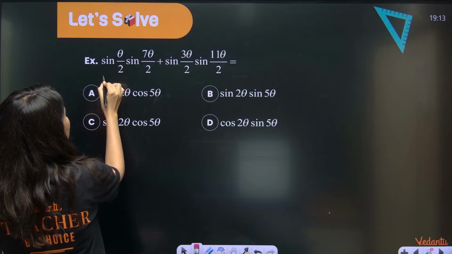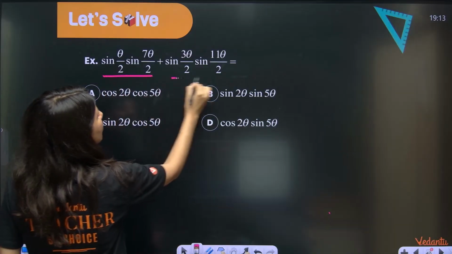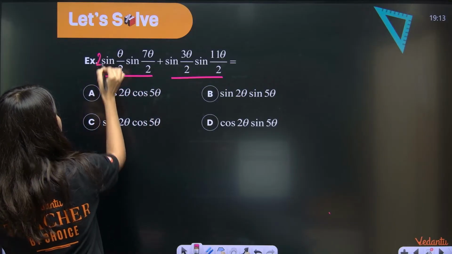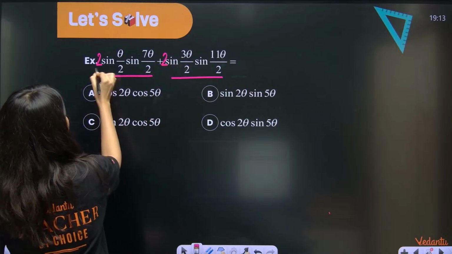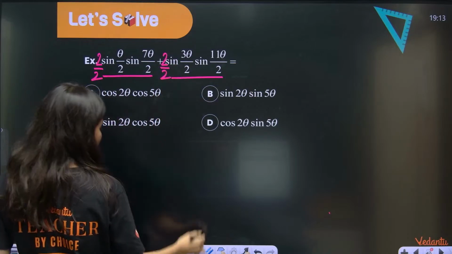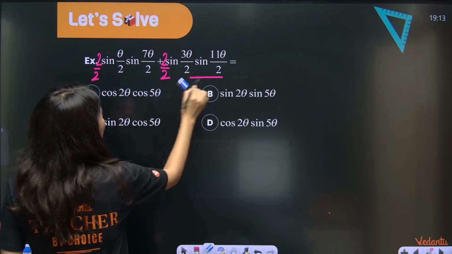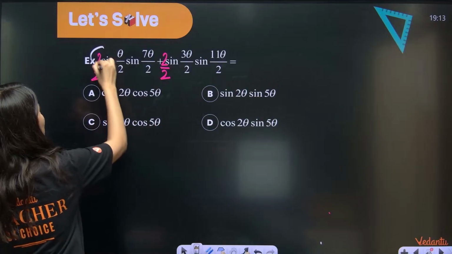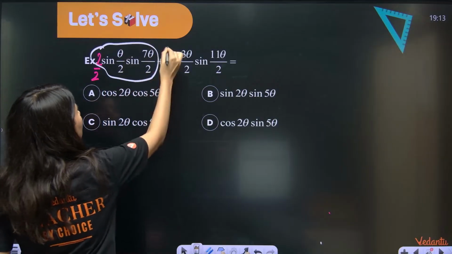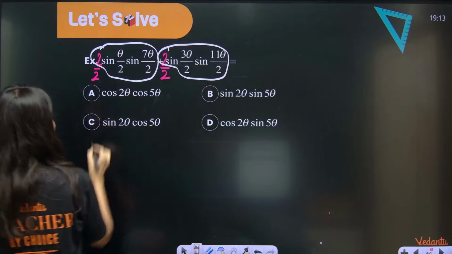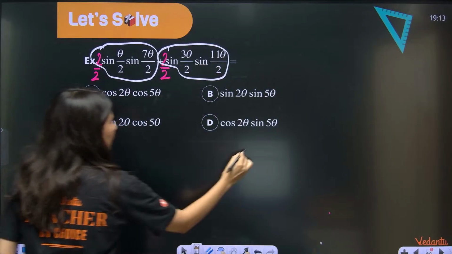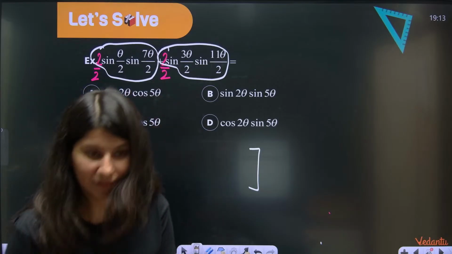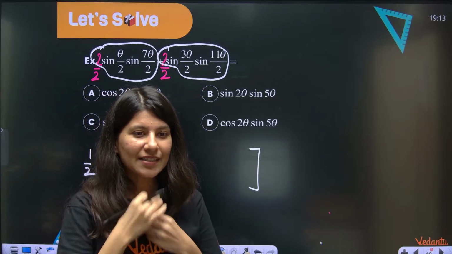Clearly, this is sin A, sin B, sin A, sin B, but 2 is missing, right? So I'll be multiplying by 2 and dividing by 2. Multiply and divide by 2. Okay? So 2 sin A, sin B, 2 sin A, sin B, half will be staying outside. 2 sin A, sin B.